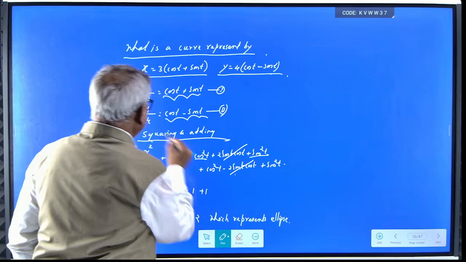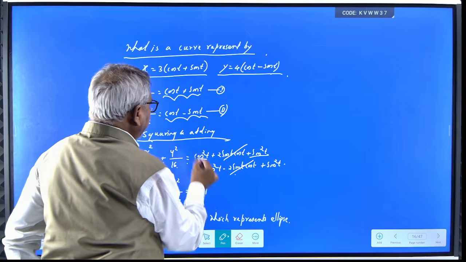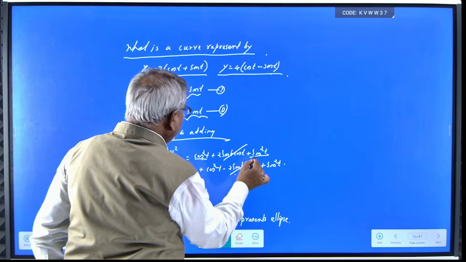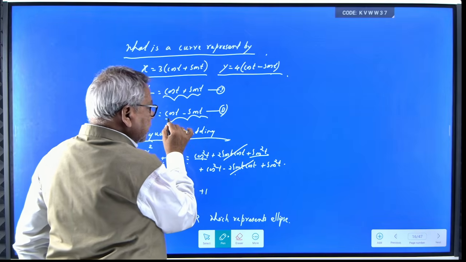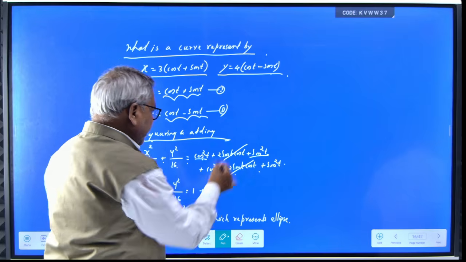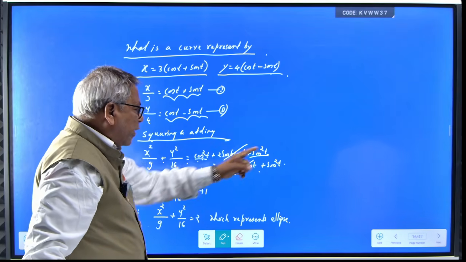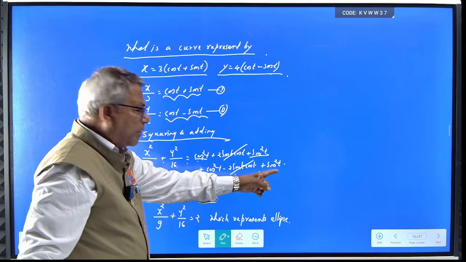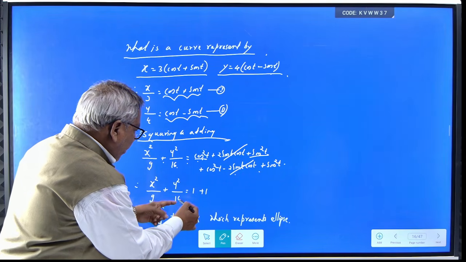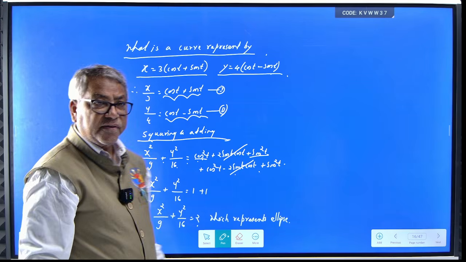Squaring and adding, x square upon 9 plus y square upon 16 is equal to cos square t plus 2 sin t cos t plus sin square t, plus cos square t minus 2 sin t cos t plus sin square t. The 2 sin t cos t terms cancel, and cos square t plus sin square t becomes 1. So x square upon 9 plus y square upon 16 equal to 1 plus 1, so it becomes 2, which represents an ellipse.